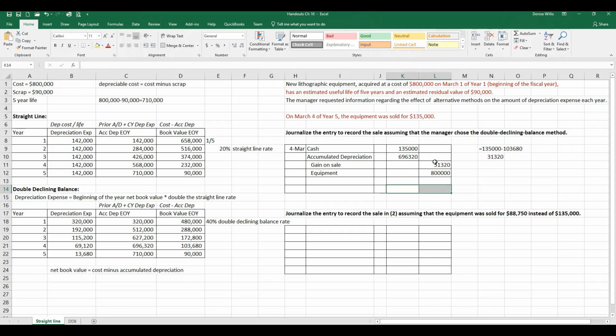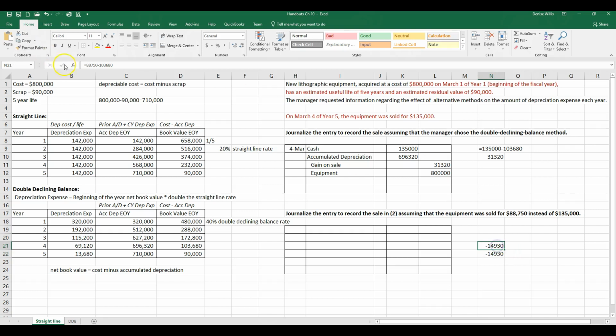Okay, let's move on to selling it under this other scenario. It says now we're going to assume that our sales price is $88,750 instead of $135,000. Now, remember what we're carrying this at. Our book value at the end of the year is $103,680. We just sold it for $88,750, so now we have a loss. Let's look at the amount of the loss. We have $88,750 minus $103,680. We're going to have a loss of $14,930.